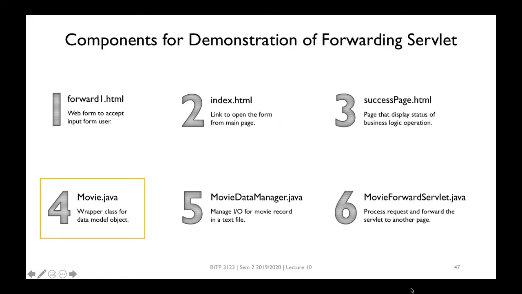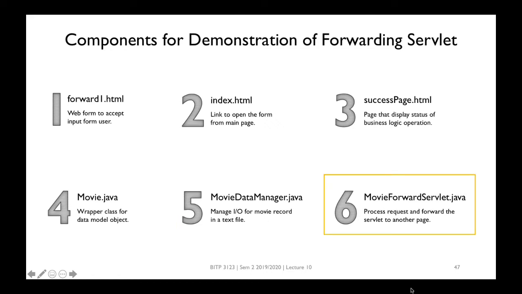In this demo, we implement a business process, which is to store movie information received from web to a text file. This is implemented in the fifth component, named movie-data-manager.java. Finally, the last component, the servlet that processes the request from web form, execute the business process, and display the status of the execution. We implement all this in movie-servlet.java.